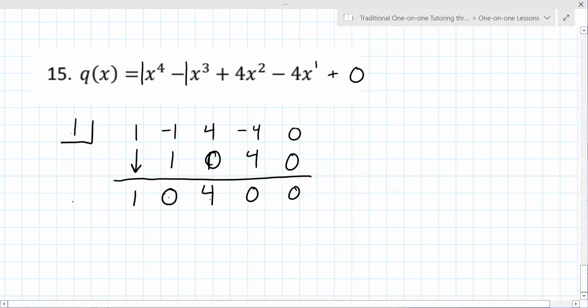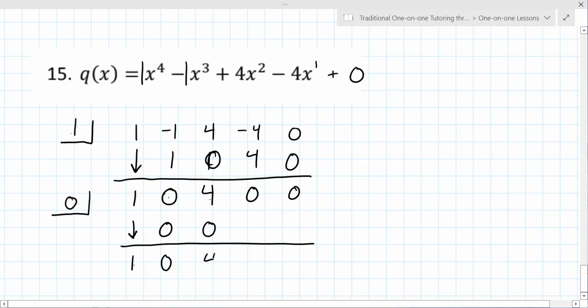Okay, so there's actually another 0 at 0. So we'll just keep going here. So again, you just bring that first number down, 1. 1 times 0 is 0. You add these up and get 0. And then 0 times 0 is 0. Add these up. 4 times 0 is 0. And you get a 0 here in the last position. This was not a good problem for synthetic division, so I apologize. We really should show something different.